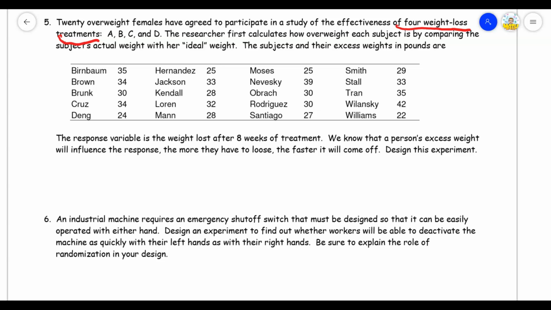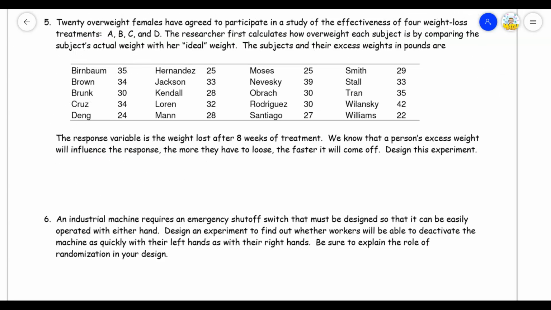So the response variable is going to be the weight loss after 8 weeks of treatment. We know that a person's excess weight will influence the response. So what we mean by that is this: if somebody is more overweight than somebody else, maybe they'll be more likely to lose more weight, or vice versa. I mean, all we know is that it is a major factor. So it's going to be the deciding factor in how we would create our blocks.